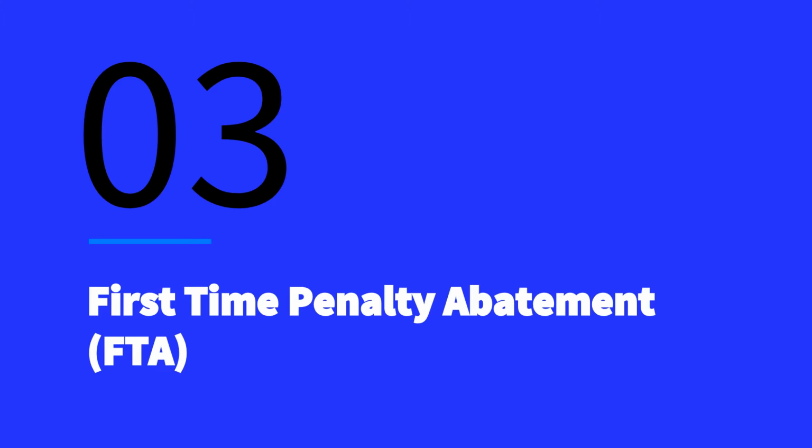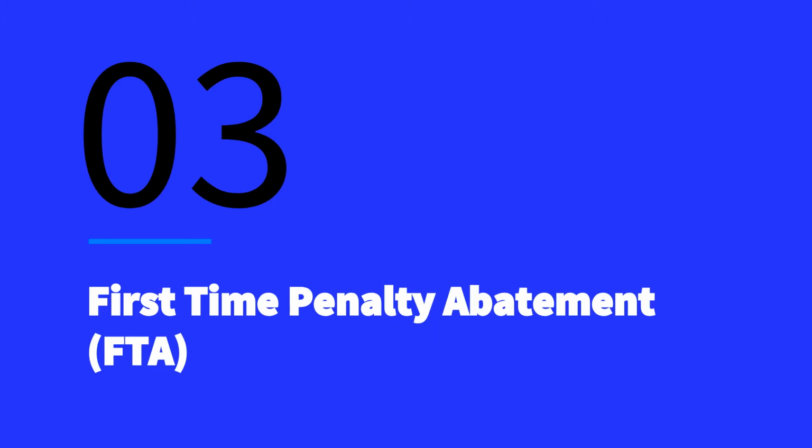And this one is kind of what we call the low-hanging fruit. It's an easy one to obtain for the most part if they qualify. It's something called the First-Time Penalty Abate program. So the First-Time Penalty Abate, they actually changed the name for whatever reason. It used to be First-Time Penalty Abatement, and they changed the name now just to be fun.